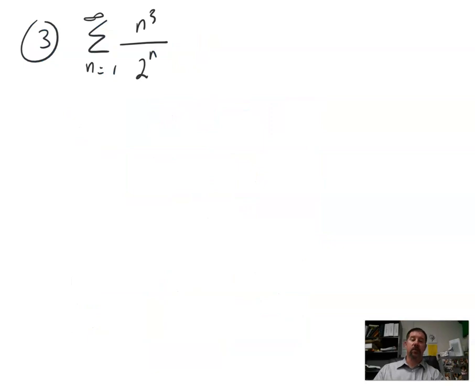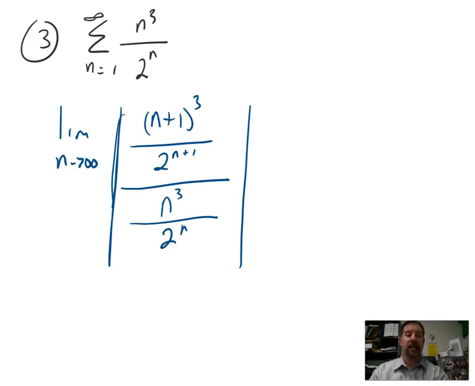All right, so our next one now, n cubed over 2 to the n. If I ran this through the nth term test, exponentials grow faster than polynomials, so I know that it's going to go to 0, so it has the potential of being convergent. So let's do the ratio test to see. When I set up my ratio test, I get n plus 1 to the third over 2 to the n plus 1, all of that divided by n cubed over 2 to the n.